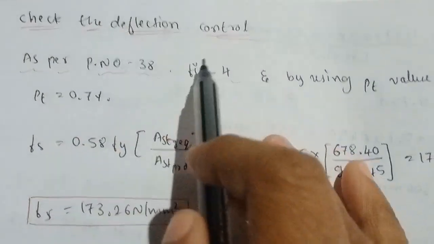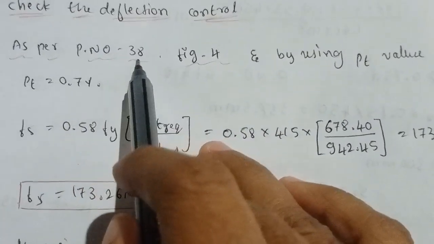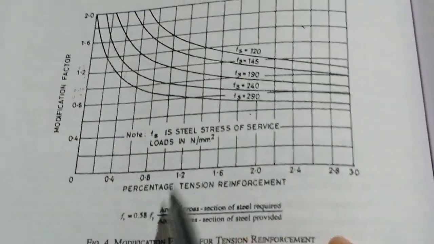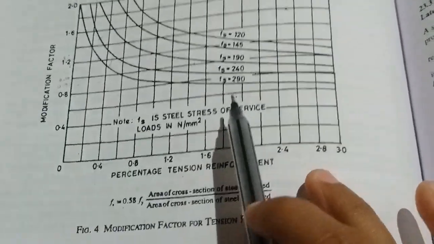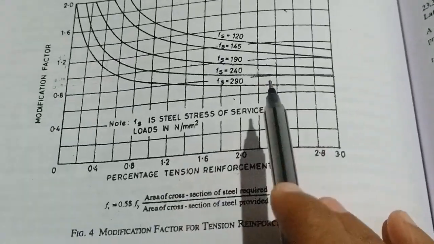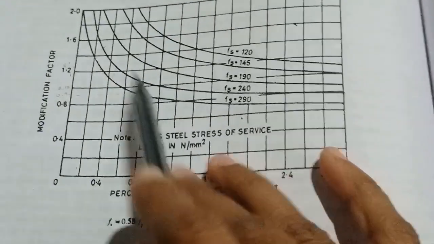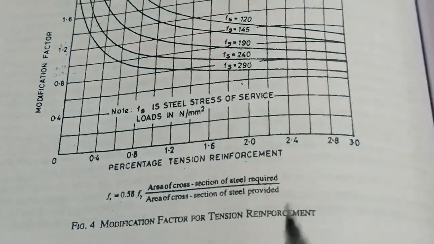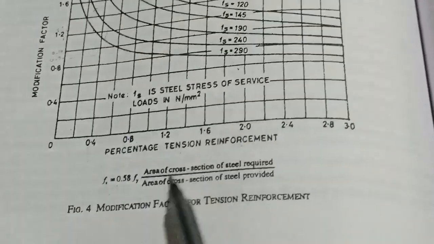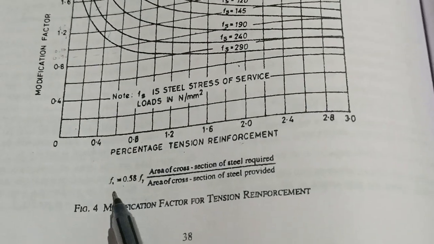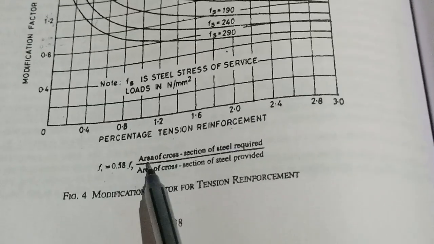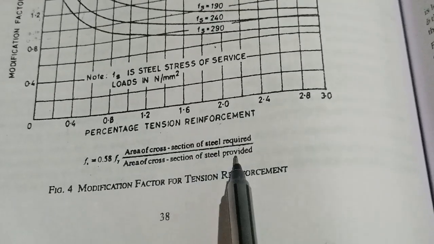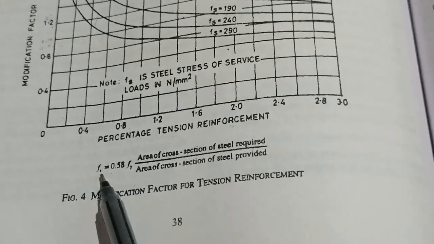For deflection control, as per page number 38, figure 4, by using this chart, we'll check the deflection control. By using this chart, we'll calculate the modification factor, and after that we'll check the deflection control. Before coming to this, they have given one formula: Fs is equal to 0.58 Fy, area of cross section of steel required divided by area of cross section of steel provided. By using this formula, we will calculate the Fs.